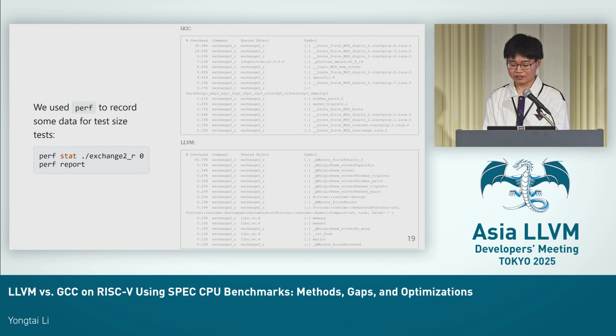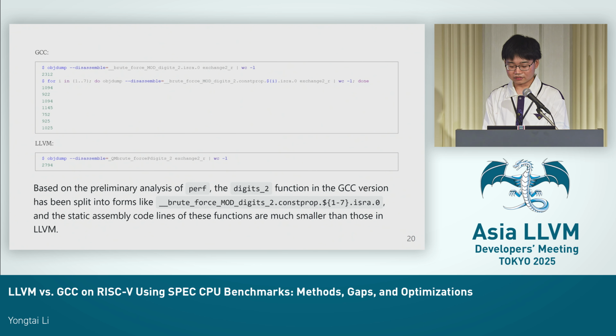Okay, all right. In the perf report, it's easy to see the hot function is totally the digit2, and in GCC's version, it got split into specialized versions: digit2.constprop.1, constprop.2, constprop.3, and so on. The objdump results show the code lines of those GCC specialized functions are much smaller than those in LLVM.